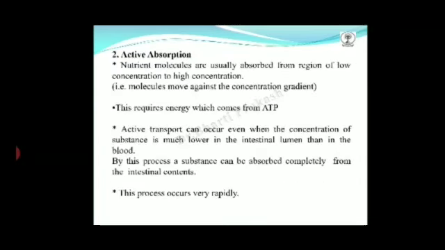Now, active transport. The nutrient molecules are usually absorbed from a region of low concentration to high concentration, that is, against the concentration gradient, and therefore this process requires energy which comes from ATP. Active transport can occur even when the concentration of a substance is much lower in the intestinal lumen than in the blood. By this process, a substance can be absorbed completely from the intestinal contents. This process also occurs very rapidly.